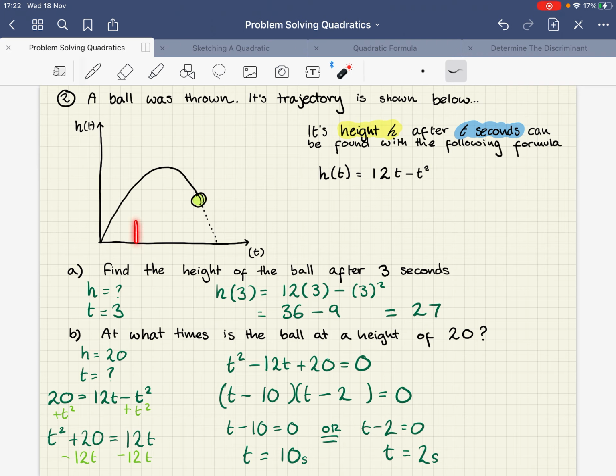So 2, for instance, might be here and 10 seconds could be there. And remember, there'll be those 2 points where I could have a height of 20. So that's how to tackle these quadratic problem solving questions. And the key thing is, once you've got your equation, making sure everything is onto one side of the formula so you can do that factorization. Let me know if there are any issues or questions, and good luck with the work.